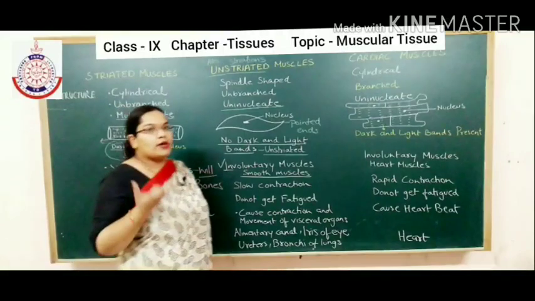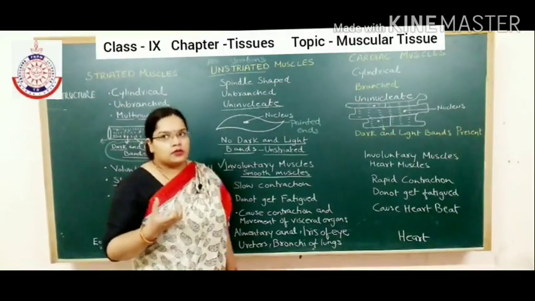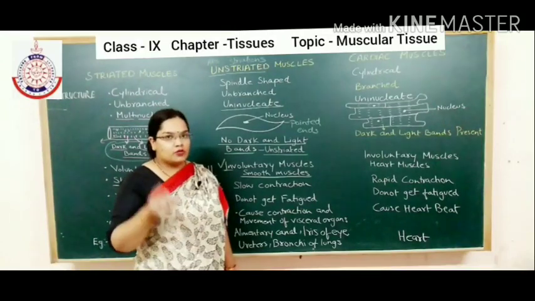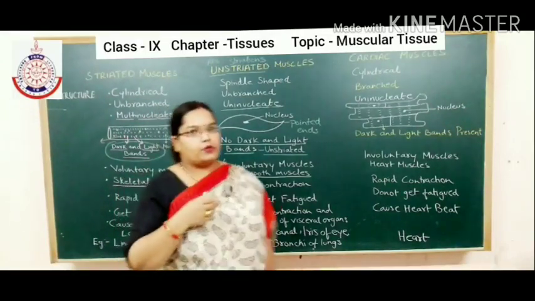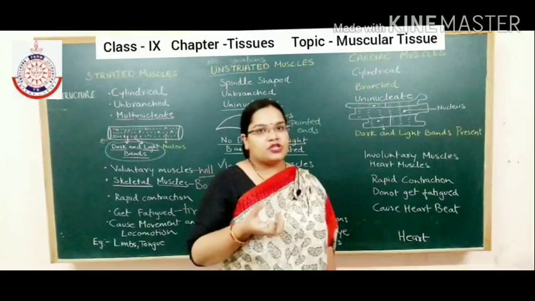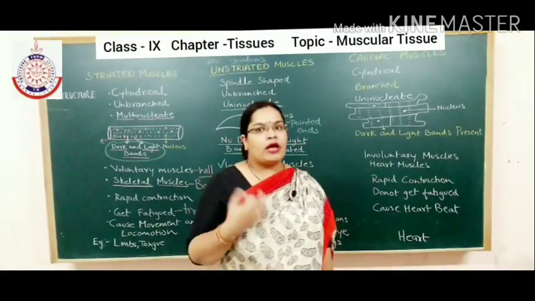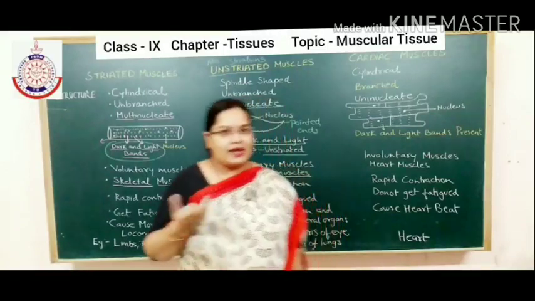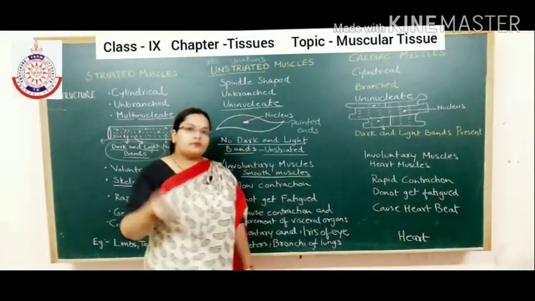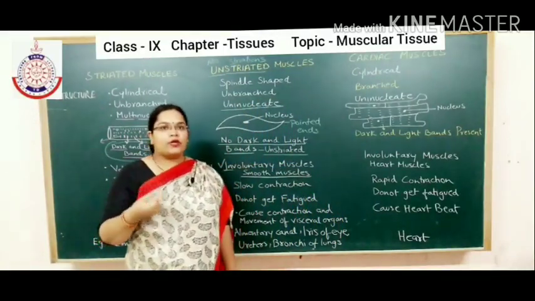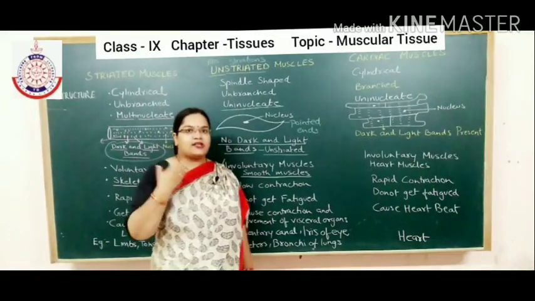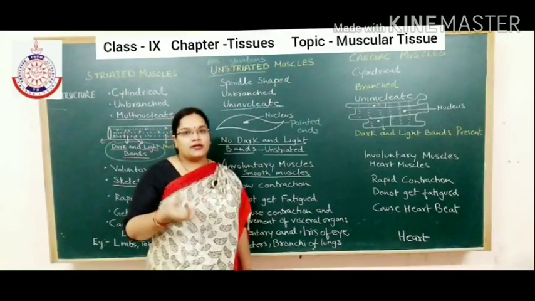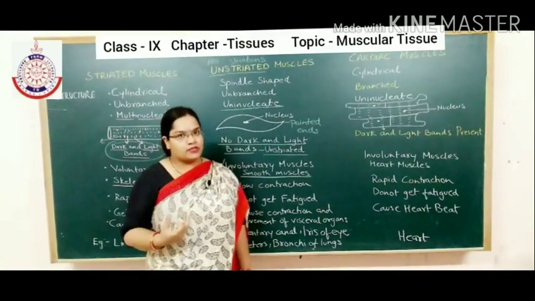Can you guess where involuntary muscles are present? The muscles which you cannot control. When you eat food, can you stop the digestion? I don't want to digest my food, I will digest it later, I will digest it tomorrow. No, it never happens. Because once you swallow the food, the digestion of the food starts automatically. It means it is under the control of your nervous system.